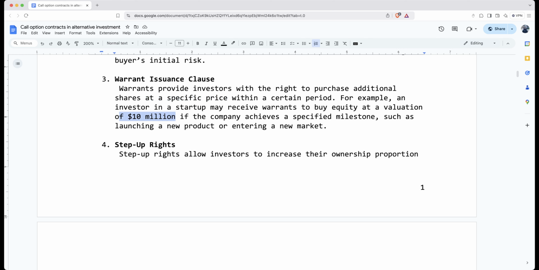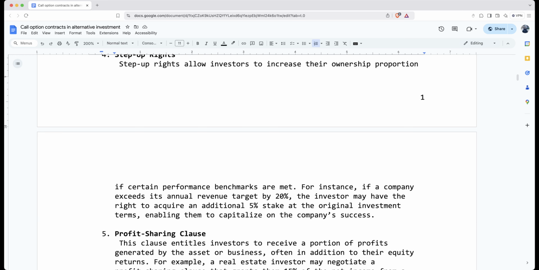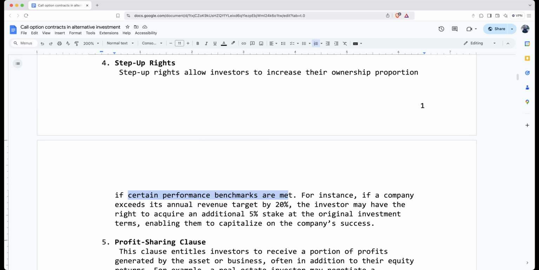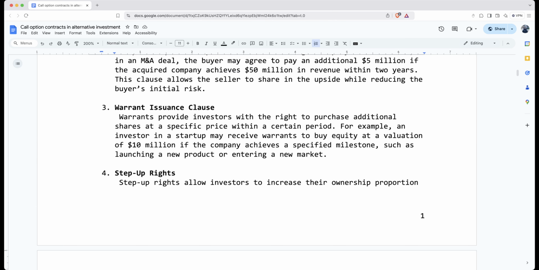4. Step-up right. The step-up right allows investors to increase their ownership proportion if certain performance benchmarks are met. So upside realized. For example, if a company exceeds its annual revenue target by 20%, the investor may have the right to acquire an additional 5% stake at the original investment term, enabling them to capitalize on the company's success. Step up is similar to warrant.